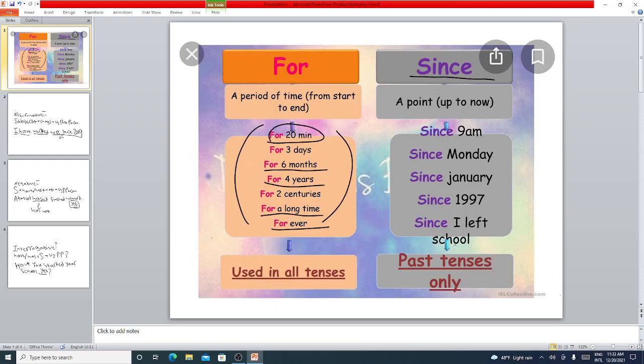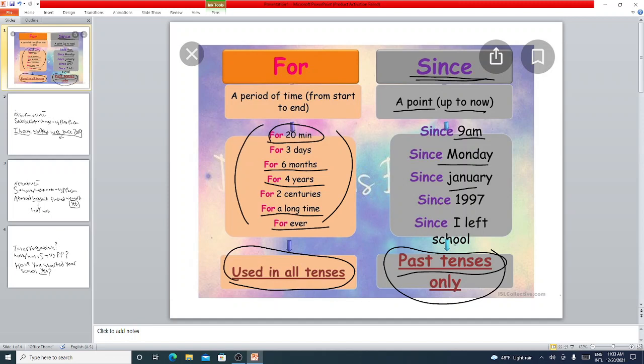While since is a point up to now or up to the present or up to date. For example, I've worked here since 2019 and I'm still working. So my work continues up to now or to the present. So we use it with days, hours, months, and dates. And since is always used with past tenses only, while for is used with all tenses, okay?